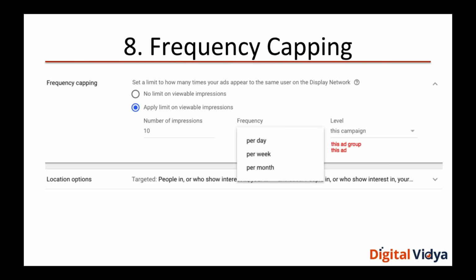This cap can be set at the daily level, weekly level, or monthly level. It can be set at the campaign level, ad group level, or even ad level. So if I say 10 impressions per month per campaign, what it means is in a month a single user will not see more than 10 times ads from this campaign. So any ad from this campaign will be shown to one user only a maximum of 10 times in that month. Am I clear?